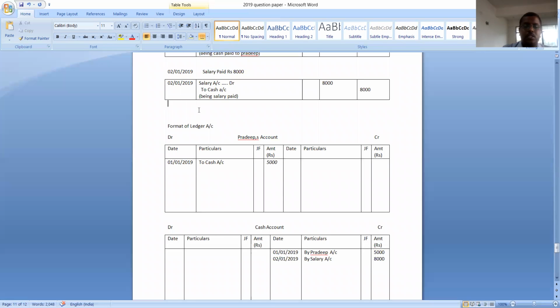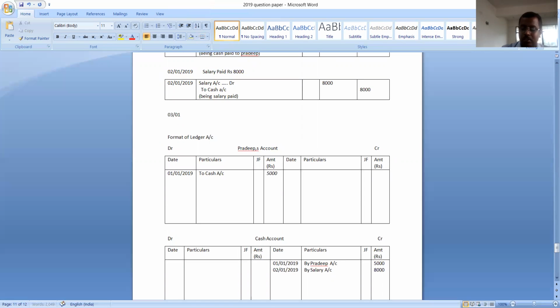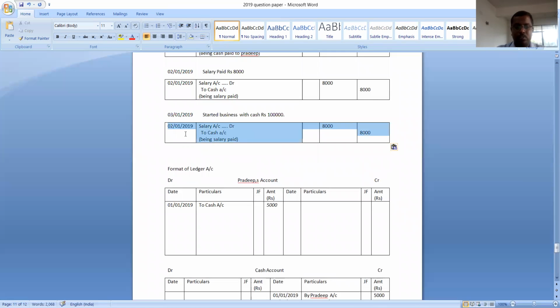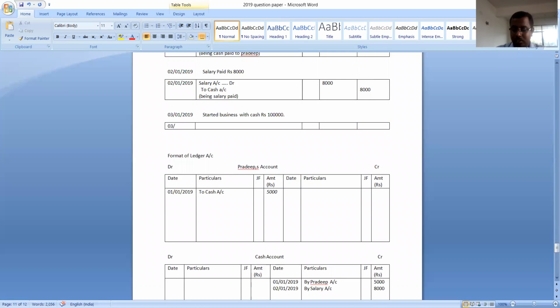The next transaction is dated 3rd January 2019. The transaction is: started business with cash, rupees 1 lakh. This is the transaction, so let us pass the journal entry for it. This is the format of the journal, right? First we write the date of the transaction, that is 3rd January 2019. Started business with cash, rupees 1 lakh.